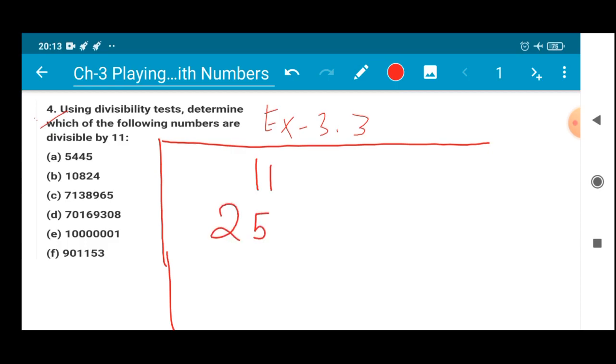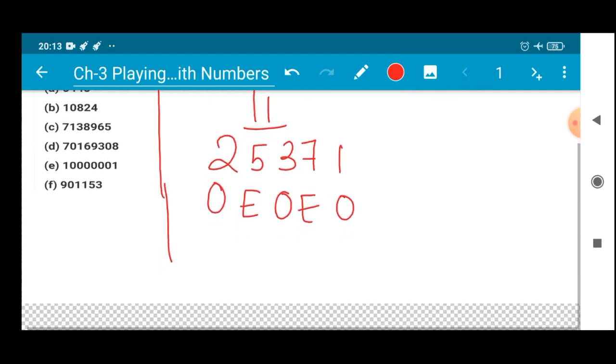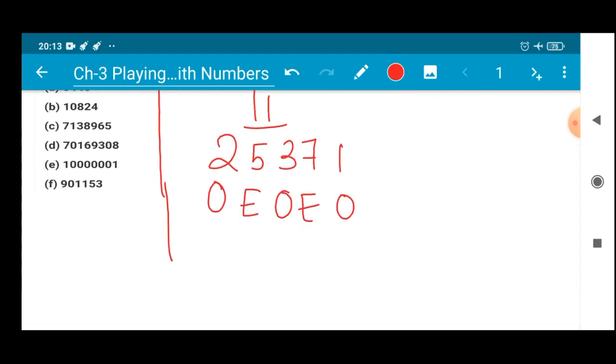example 25371. Suppose this is the number given to you, and you have to check whether this number is divisible by 11 or not. In order to do that we have to differentiate the odd and the even positions. The first position is odd, second position is even, third position is odd, fourth position is even, then comes odd, right?